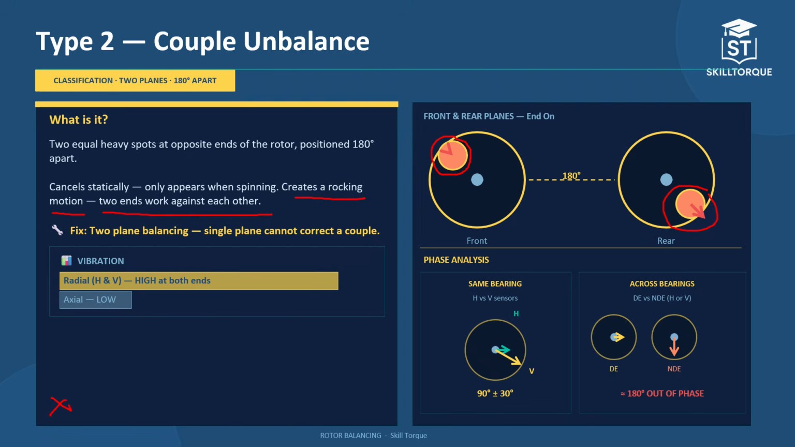Understand? So now in the vibration signature, what you will get here is 1x dominant in both radial directions, but the phase readings at each end of the rotor this time will be 180 degrees out of phase. Okay, it will not be in phase. In the static case it was in phase, but here it will be 180 degrees out of phase because of the rocking moment, right? But if you measure the vibration on the same bearing, the same side, let's say drive end, horizontal and vertical, this time also you will get a phase difference of 90 degrees. Clear? So here in the couple unbalance there will be a rocking moment.